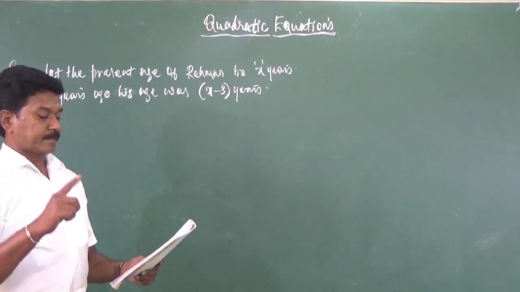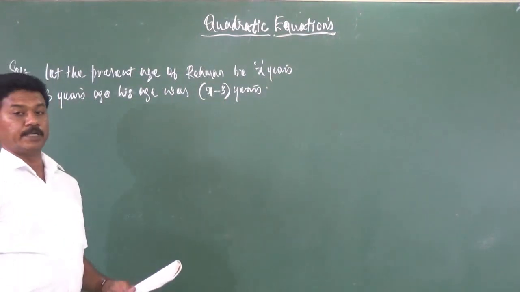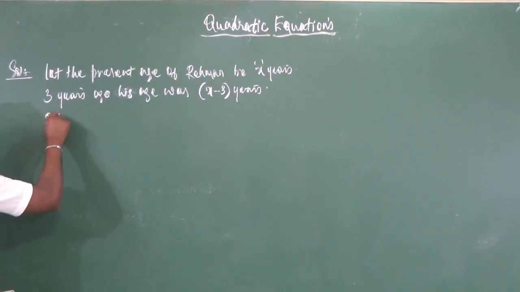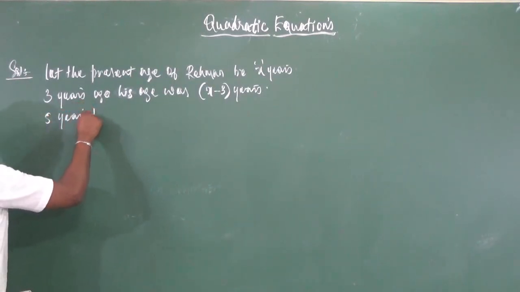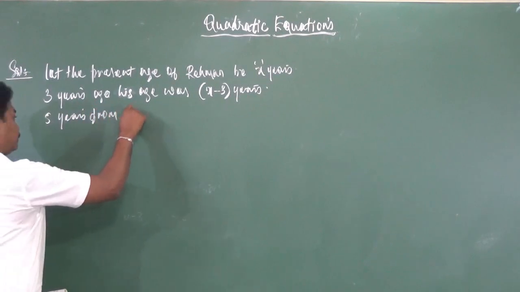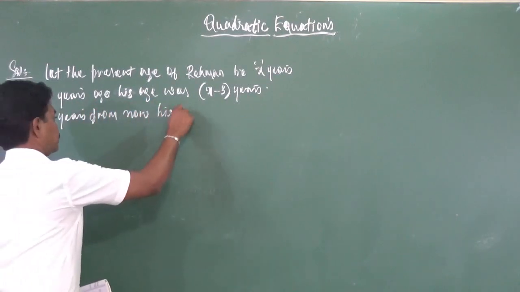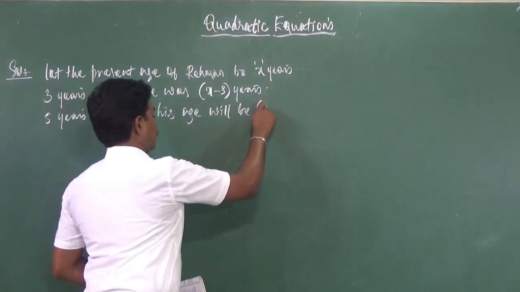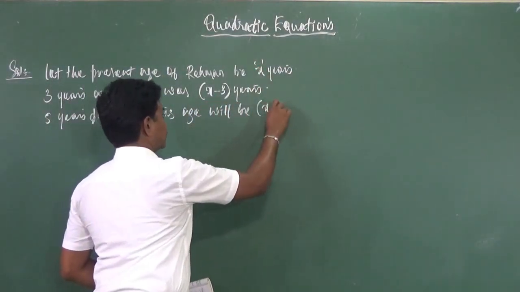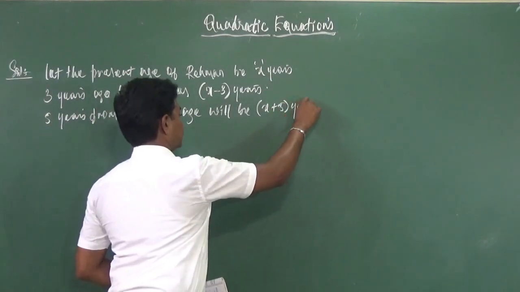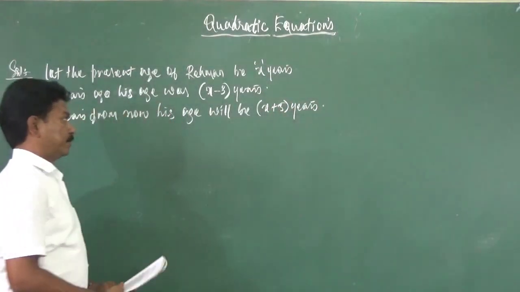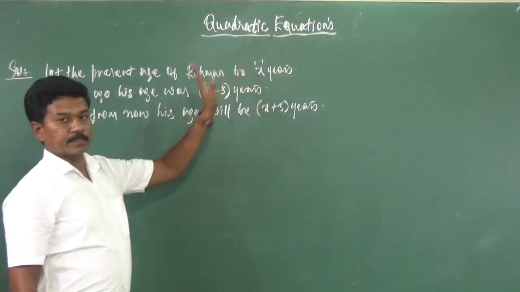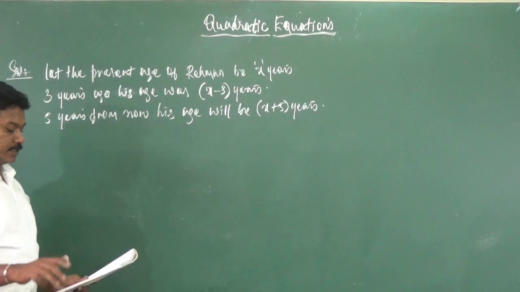Now 5 years from now, the age of Rahman will be x years, the present age, plus 5 years. So this is his age after 5 years, this is his age 3 years ago, and this is his present age. So now, what is the condition?